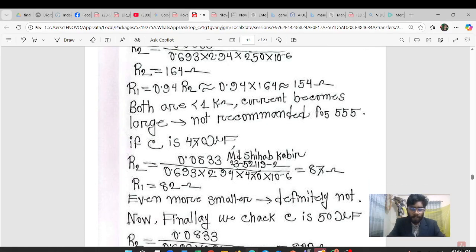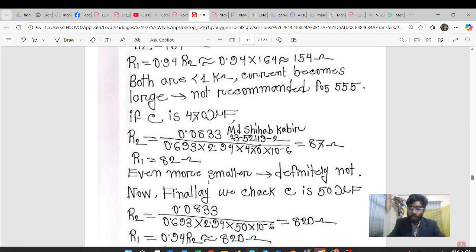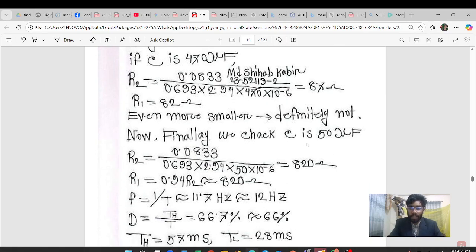Now if I consider 47 microfarad, R2 equals 87 ohm, R1 equals 82 ohm, even smaller, definitely not. I need a capacitor that gives a resistor value near 1k or 1000 ohm. Finally, we check our destination, our final capacitor.